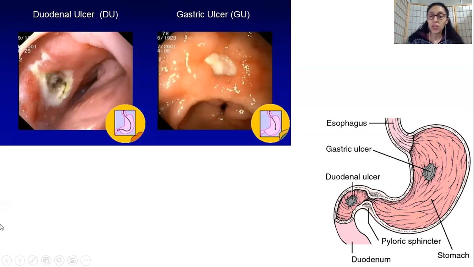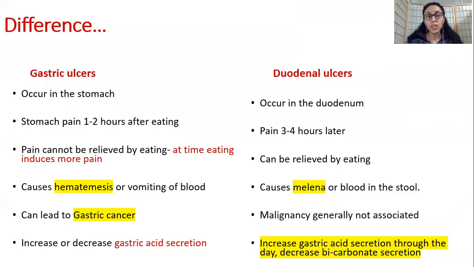Okay, so yes, you have a duodenal ulcer. As you can see, it is in the duodenum. A gastric ulcer would be in your stomach. So this is how they look through an endoscopy view. This is your pyloric sphincter, which connects your stomach to your duodenum. So this is how the ulcers are situated. Now the general differences between the two ulcers: as the name goes, gastric ulcer happens in the stomach, duodenal ulcers in the duodenum.